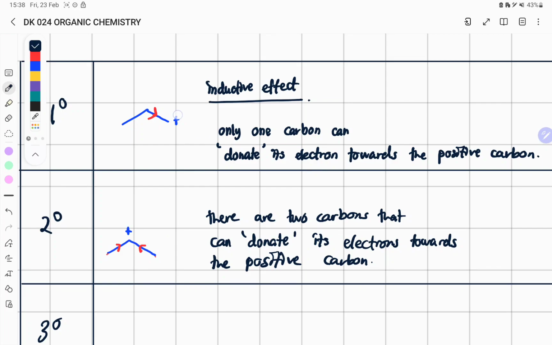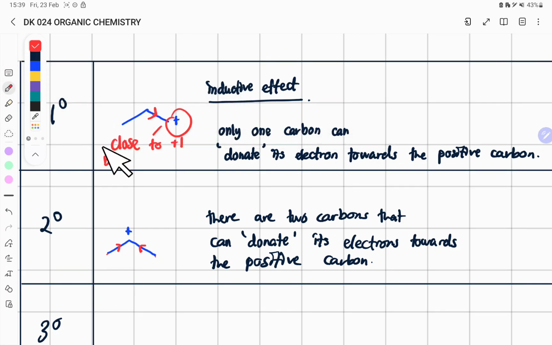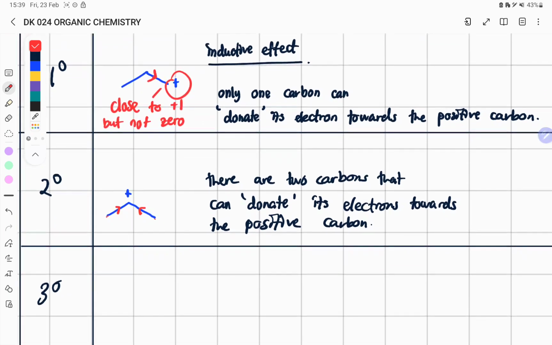Okay, so this would be, kalau saya tulis, close to positive 1 but not 0. Sorry, close to positive 1 but not 0. This one close to 0. Okay, this one will be close to 0. Dia dapat tolak, jadi menghampiri kosong, jadi dia makin stable.